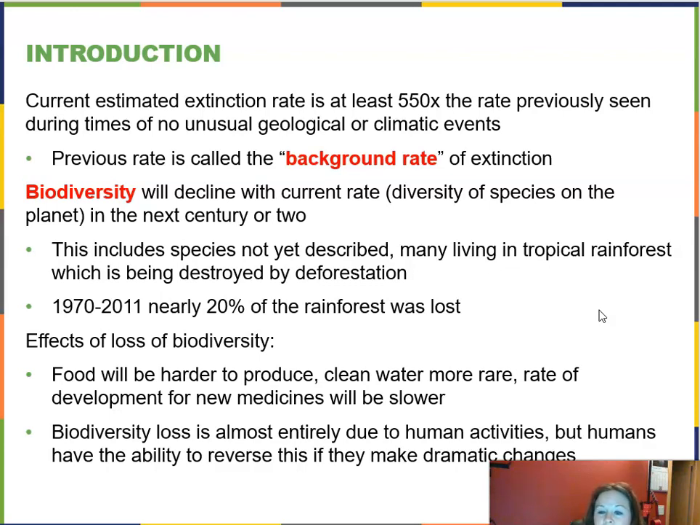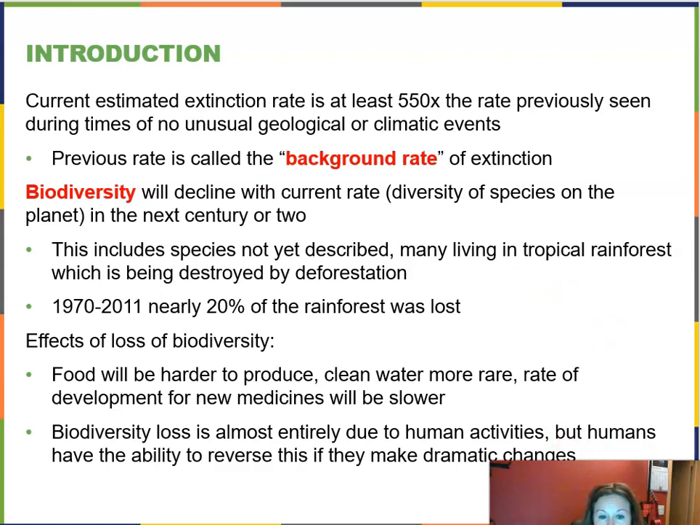Biodiversity is the diversity of species on the planet, and this is going to keep declining in the next century or two. This includes species that we haven't even yet described, not even yet discovered. Many of these will be living in tropical rainforests, which are currently being destroyed by deforestation. From 1970 to 2011, nearly 20% of the rainforest was lost.